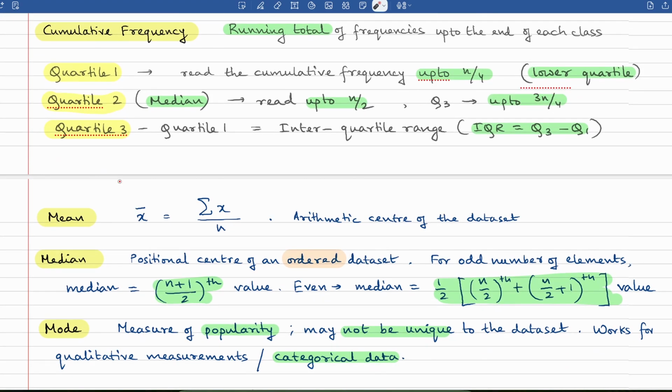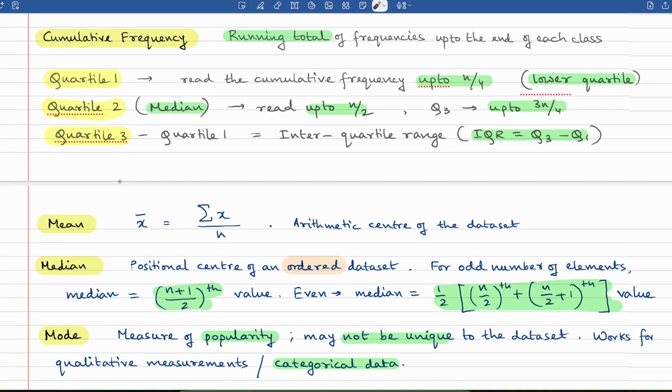Now we move on to the measures of central tendency: mean, median, and mode. So what is mean? Mean is the arithmetic center of the data set. What do I mean by that? I mean that if I replace every member of the data set by the mean, the data set would behave the same. That is known as the arithmetic center. So it homogenizes the entire data set.